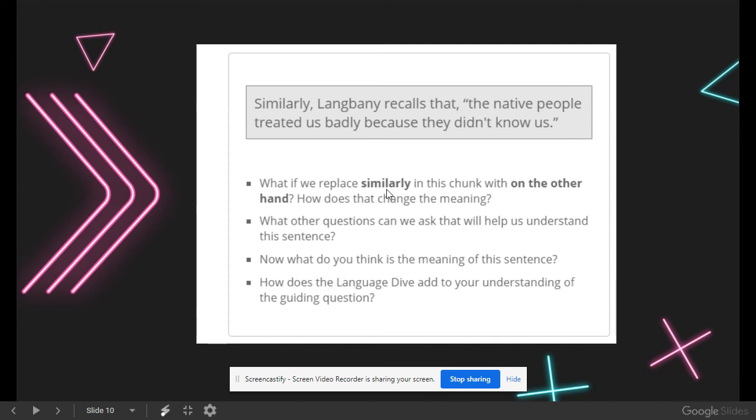What if we replace similarly in this chunk with on the other hand? On the other hand, Langbanny recalls that the native people treated us badly because they didn't know us. If we used that transition, it would change the meaning because now it's telling me instead of it being a similarity between the two texts, if you used on the other hand, you're telling me as a reader that this is a difference, that Salva had a different experience than Langbanny. So it would change the meaning of the sentence.